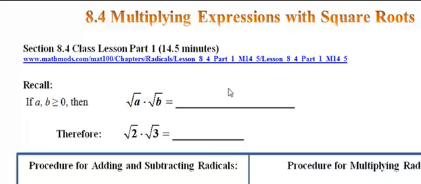We are now multiplying expressions involving square roots. If you recall, we have our multiplication property, and it says that if a and b are greater than or equal to 0, then we can say that the square root of a times the square root of b equals the square root of ab. So we can push together radicals when it comes to multiplication. We couldn't do that with addition. We could not say the square root of 2 plus the square root of 3 equals the square root of 5. We couldn't push together addition, but we can push together multiplication. So the square root of 2 times the square root of 3 equals the square root of 6.